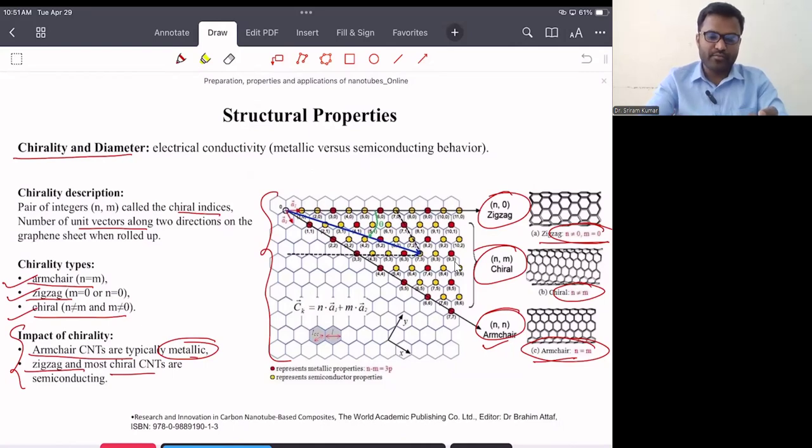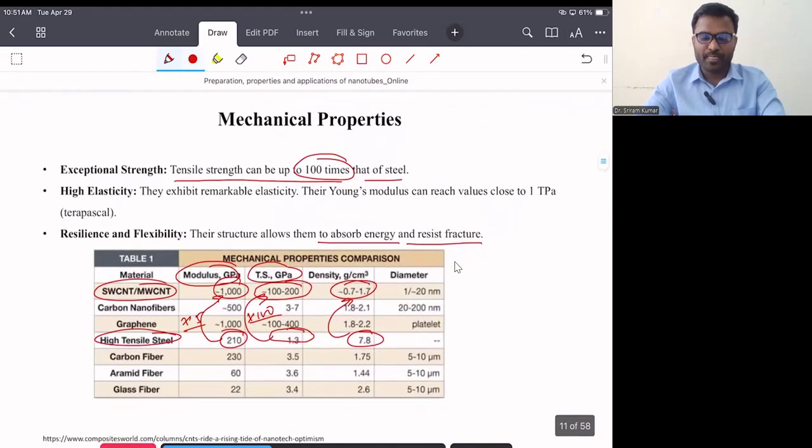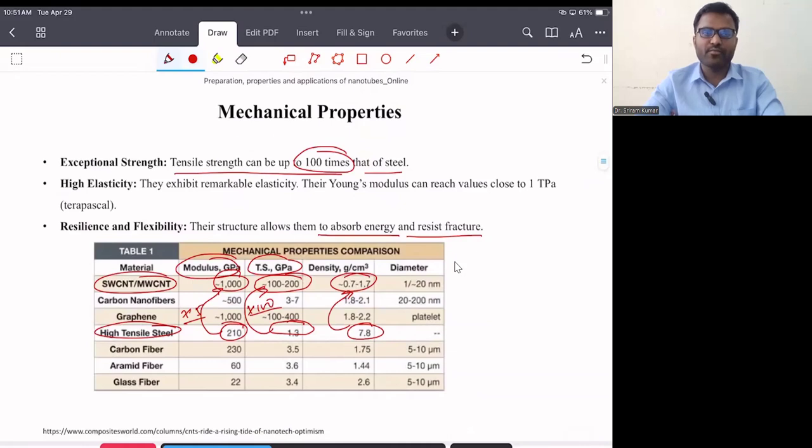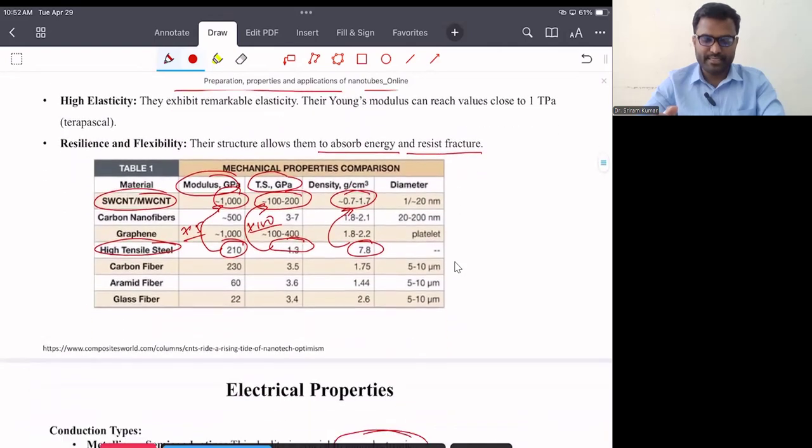The important thing we need to remember here is that the armchair CNT is metallic in nature, and the zigzag and chiral are semiconducting in nature. And further, we understood the mechanical properties and compared the mechanical properties of carbon nanotubes with high tensile steel and carbon fibers, with multi-wall CNT and single-wall CNT. We found that carbon nanotubes are highly stable as compared to these materials.